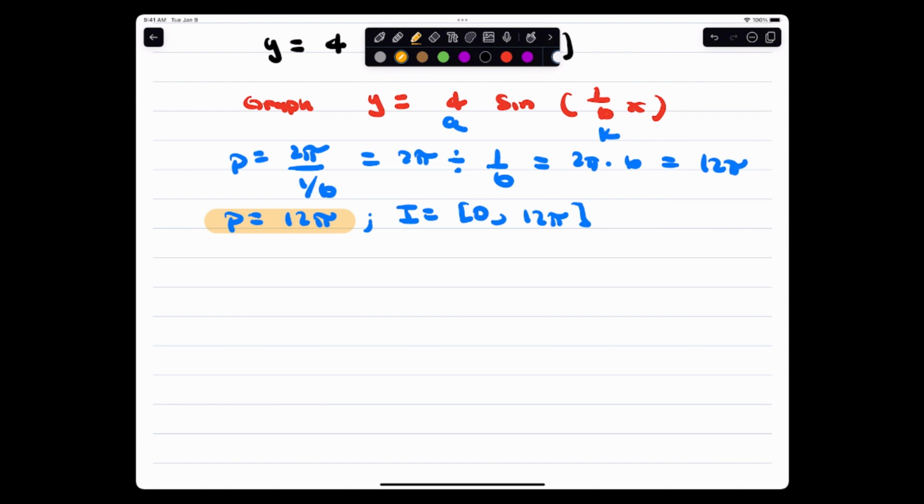Okay. And then, ladies and gentlemen, what else do you guys have there? What's your amplitude? Amplitude is the absolute value of A, which will be 4 here.